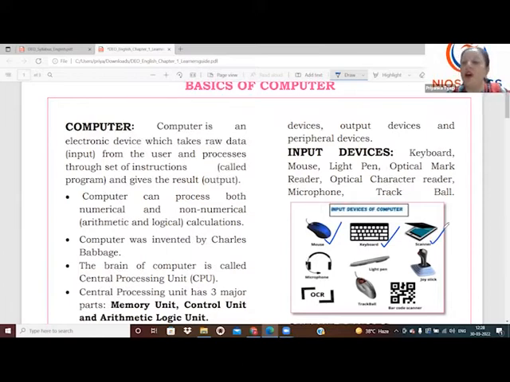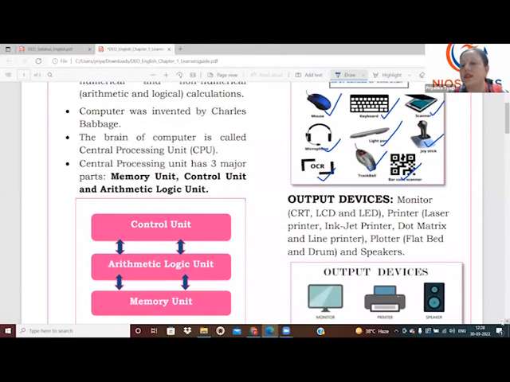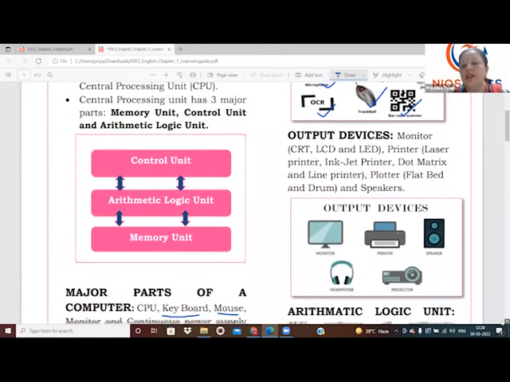It will convert your hard copy into soft copy. There is a microphone, light pen, joystick, barcode scanner, right? Trackball, OCR, right? All are input devices in the computer system, and all have different functionalities. Now, second is what? Output devices.